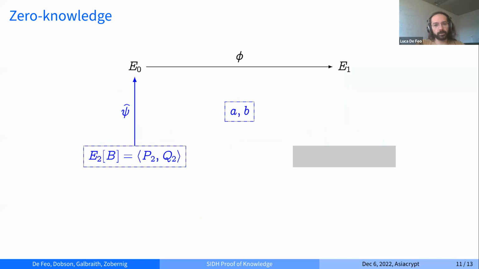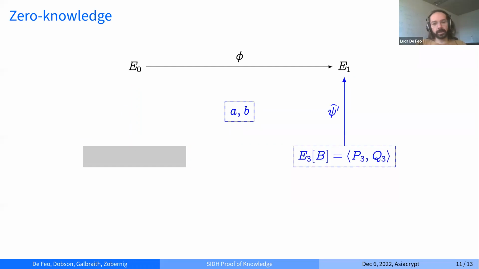Now we need to look at zero knowledge. Well, this is pretty easy. Simulating the two vertical sides is straightforward, because to simulate the left side, for example, I can just pick a random isogeny psi of the right degree, a random torsion basis P2, Q2, and then compute a linear combination A, B that makes A times P2 plus B times Q2 the kernel of psi hat. So this is straightforward. Same for the right-hand side.